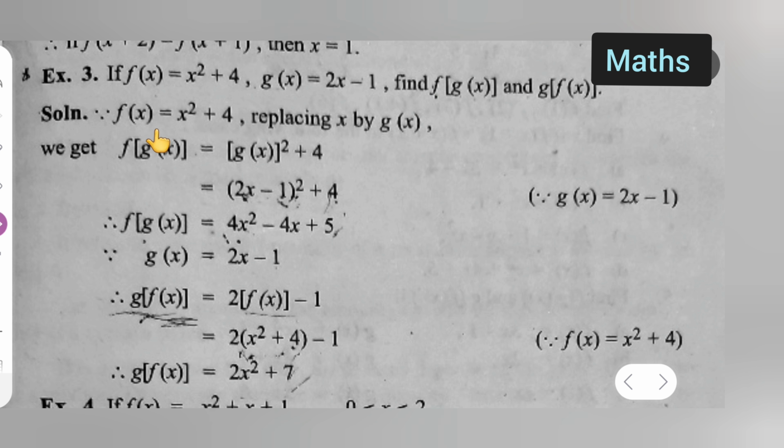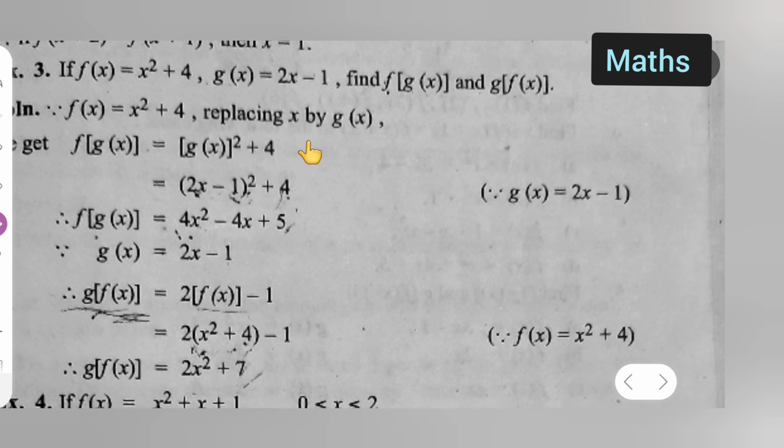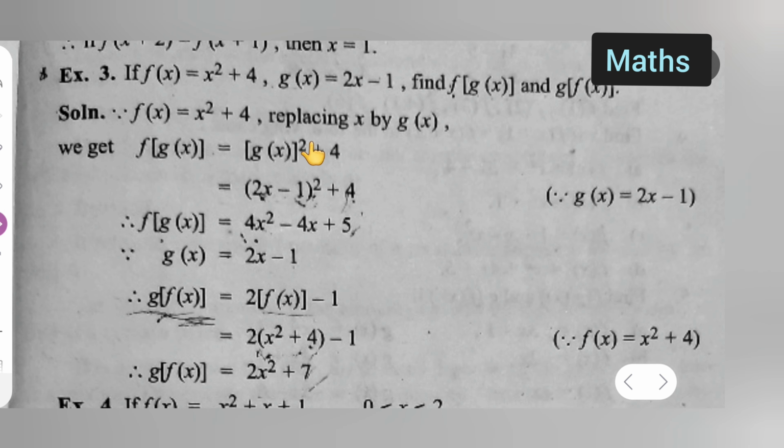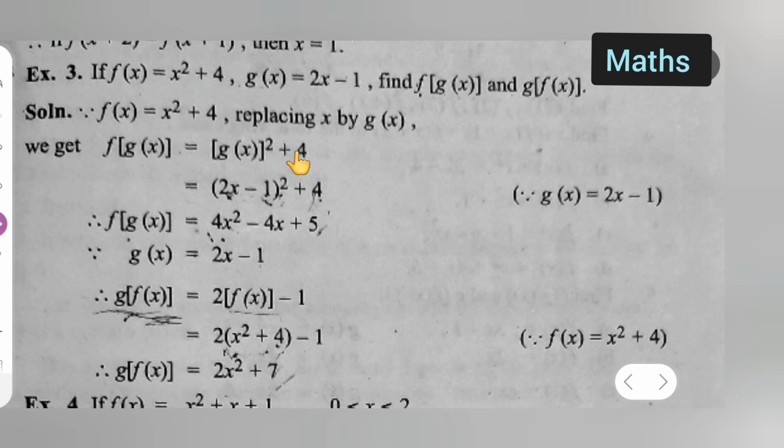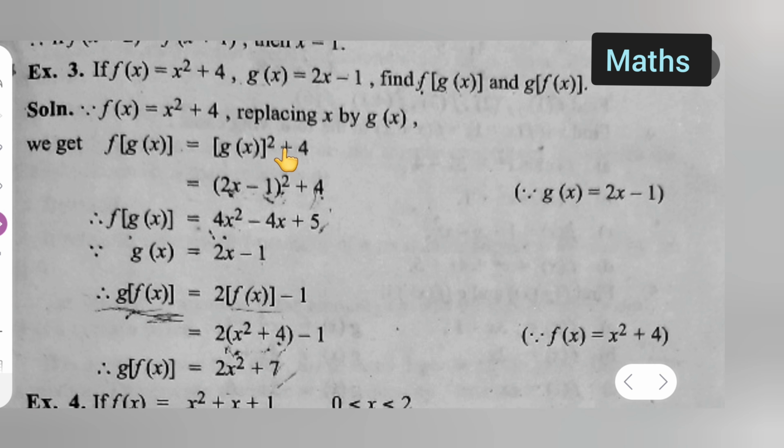So the function f of x is equal to x square plus 4. I have written it as it is. I am only replacing this x by g of x. If I replace x by g of x, I will get f of g of x is equal to, in place of x, you are going to put g of x the whole square, plus 4. Write it as it is.